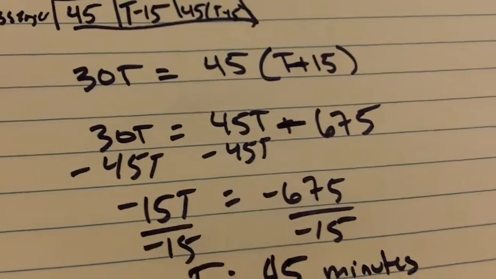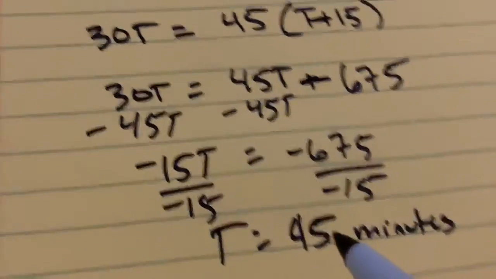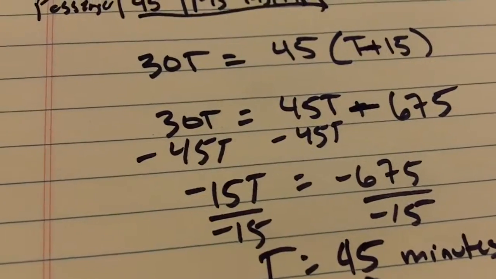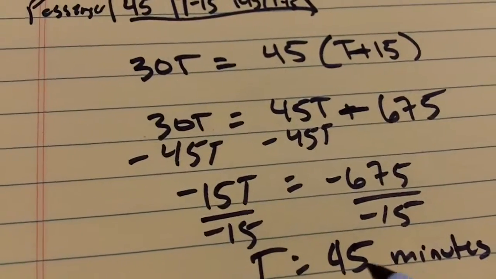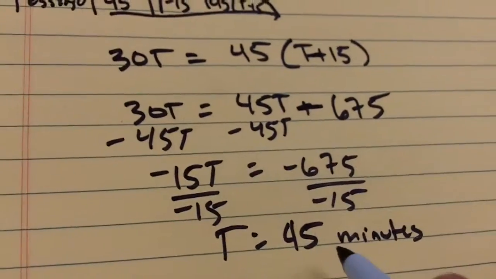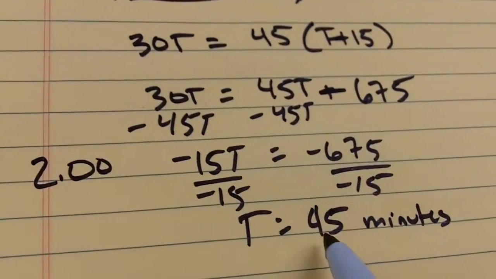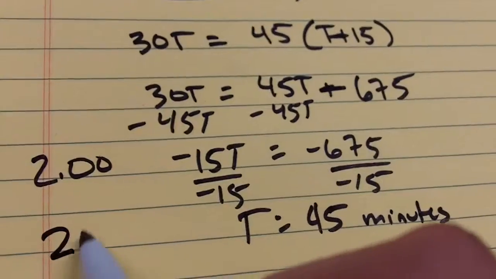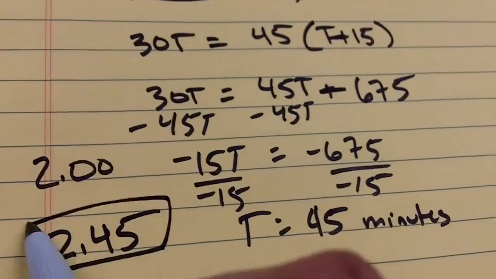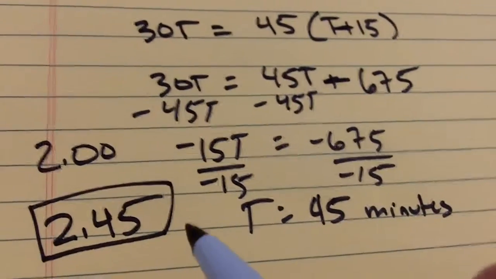Because our problem was in minutes, what do I do? I go back up there and make sure I'm going to answer the question. The question says, at what time does the passenger train catch the freight train? Well, it tells me that the time it took was 45 minutes. If we started at 2 o'clock, it took us 45 minutes, so what time did we catch up? 2:45. There it is, easy money.